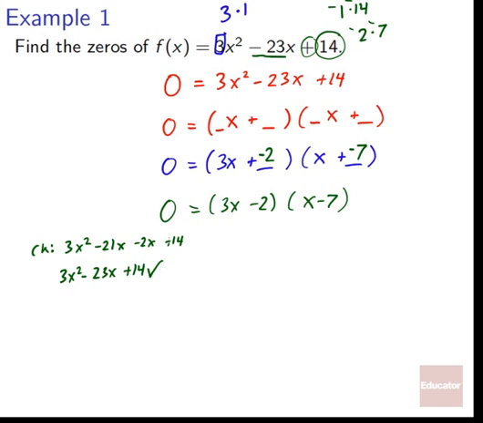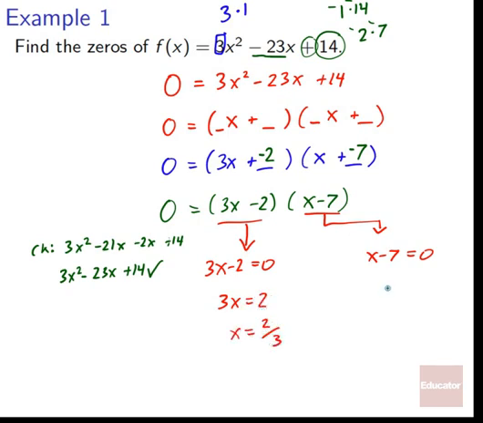Sure enough, it's good. So at this point, we break this down into two different possibilities. Either 3x minus 2 is equal to 0, or x minus 7 is equal to 0. Those are the two different worlds where this will be true, where we will have found a root, where the whole expression will be equal to 0. So 3x minus 2 equals 0, we get 3x equals 2, x equals 2/3. Over here, x minus 7 equals 0, we have x equals 7. So our answers are x equals 2/3 and x equals 7. Those are the roots to this polynomial.